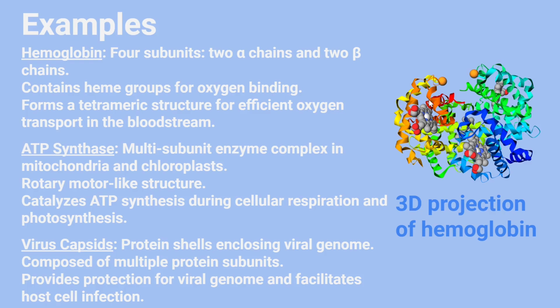Then another example are virus capsids. So many viruses consist of protein capsids, which are complex protein shells that enclose the viral genome. Capsids are often composed of multiple copies of one or more protein subunits. The quaternary structure of virus capsids provides protection for the viral genome and facilitates the infection of host cells.